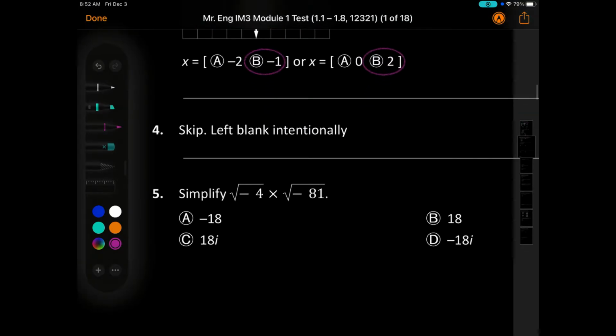Okay, that question was skipped. Skip it, left blank intentionally.